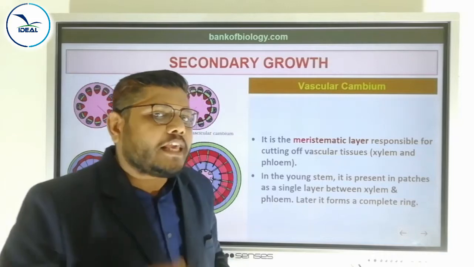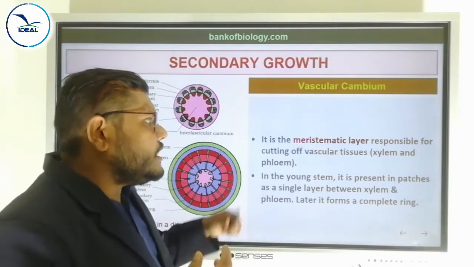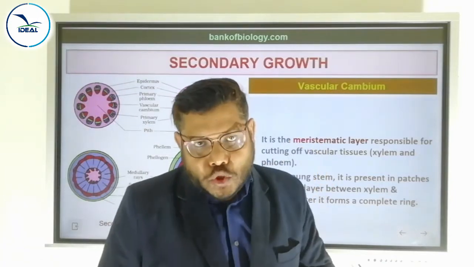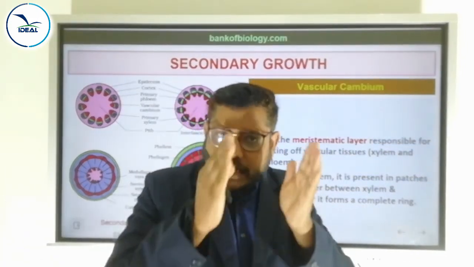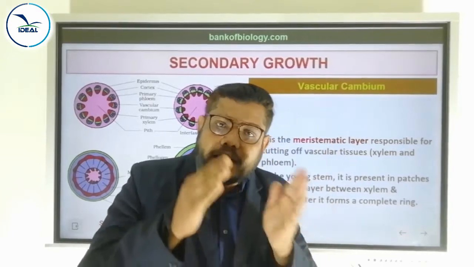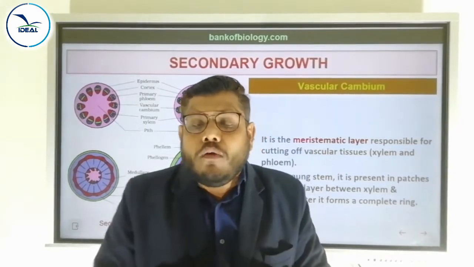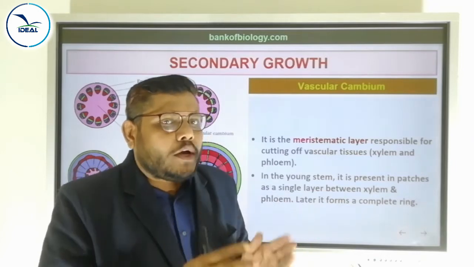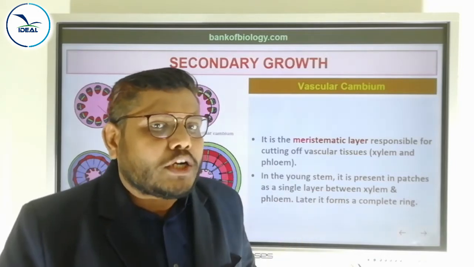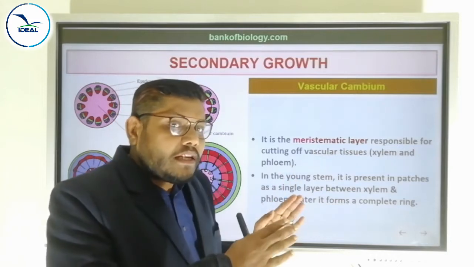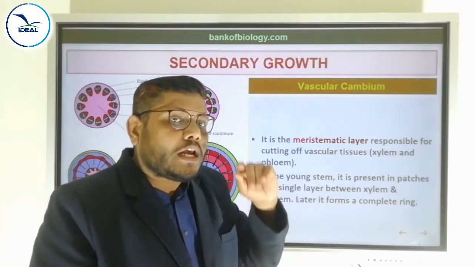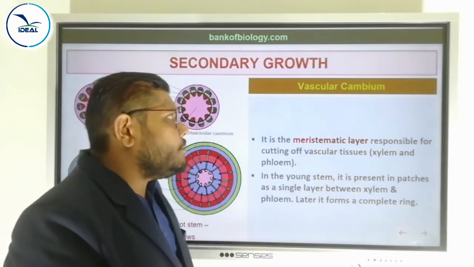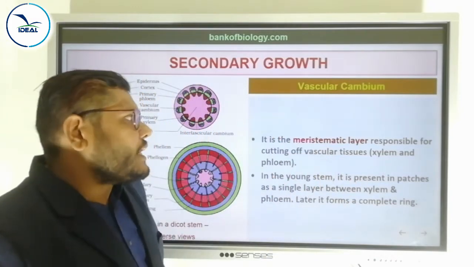What is vascular cambium? Vascular cambiums are the meristematic layers that are responsible for cutting off vascular tissue. What is vascular tissue? Xylem and phloem together we can call vascular tissue. So the meristematic layer that is responsible for cutting off what? Vascular tissue, that is xylem and phloem, that is called a vascular cambium.